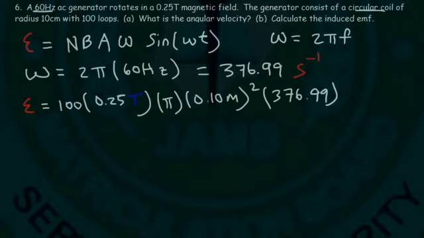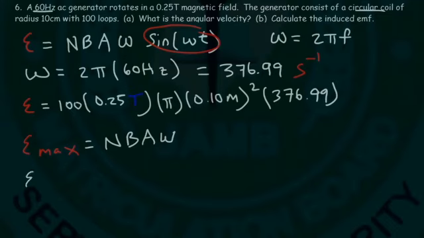By the way, I should have stated this earlier, but we're looking for the maximum EMF. For the maximum EMF, you don't need to worry about the sine part. Sine 90 is going to be 1, and so the maximum EMF is simply NBA times omega. You don't have to worry about the sine function. So let's go ahead and calculate the maximum EMF.